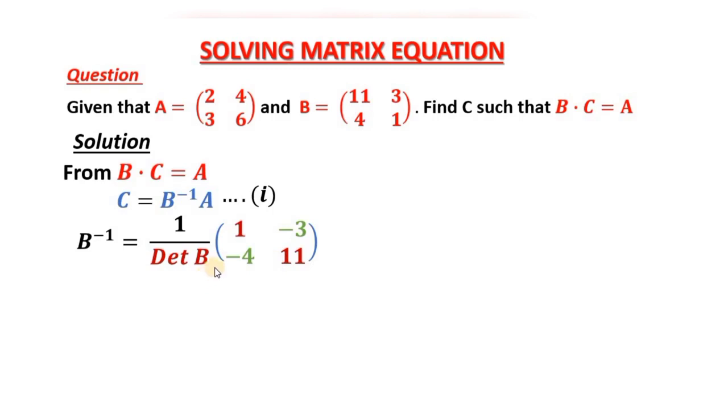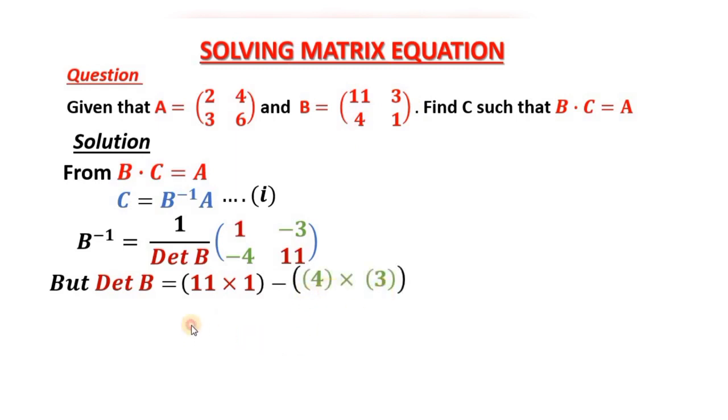And then the next thing now is to determine the determinant of matrix B. So the determinant of matrix B is obtained by having the product of the elements in the leading diagonal, that is of matrix B, 11 times 1, minus the product of the elements in the second diagonal, that is 4 by 3, and that is 4 times 3, and the result here is negative 1, that is 11 minus 12.